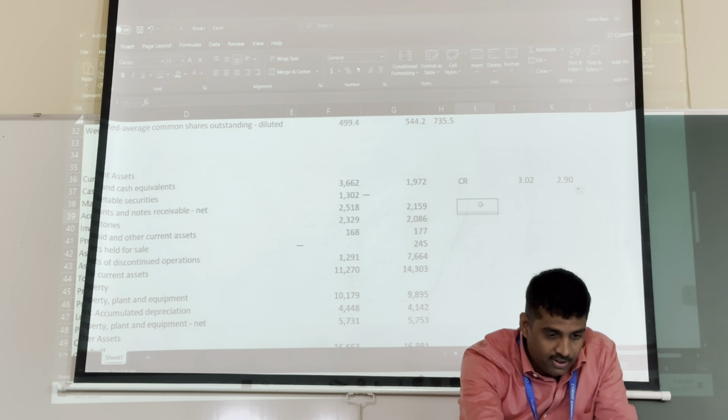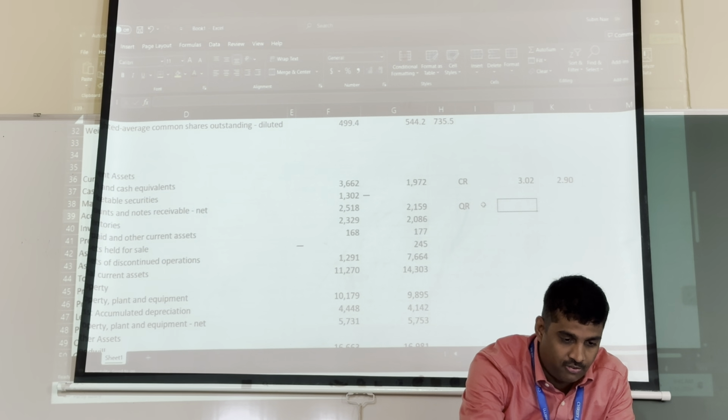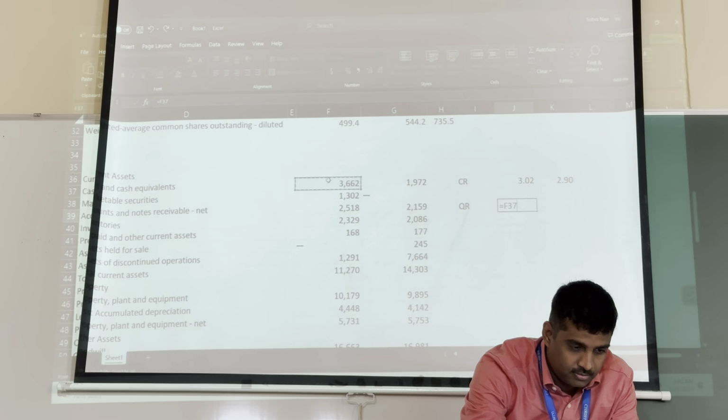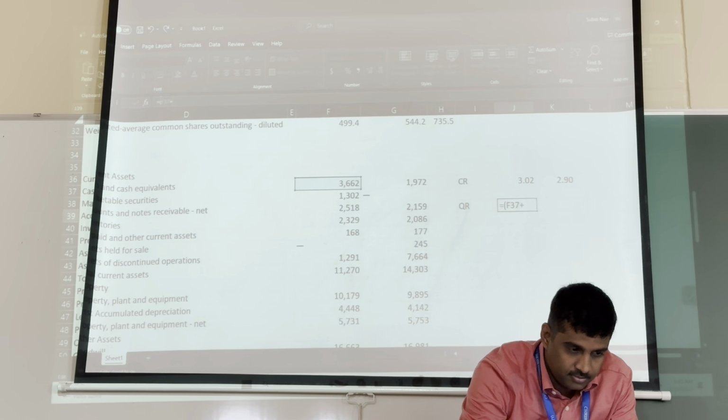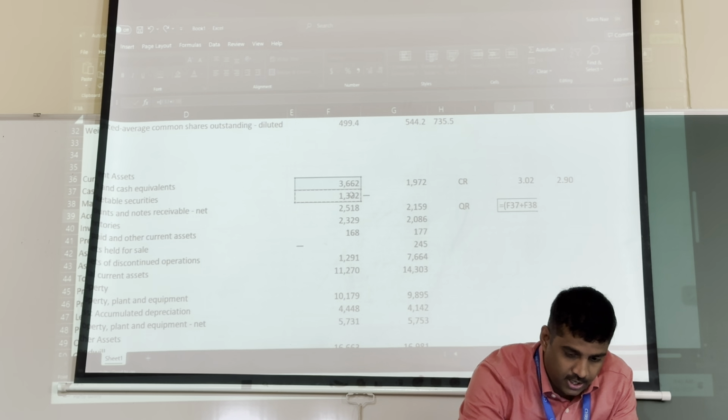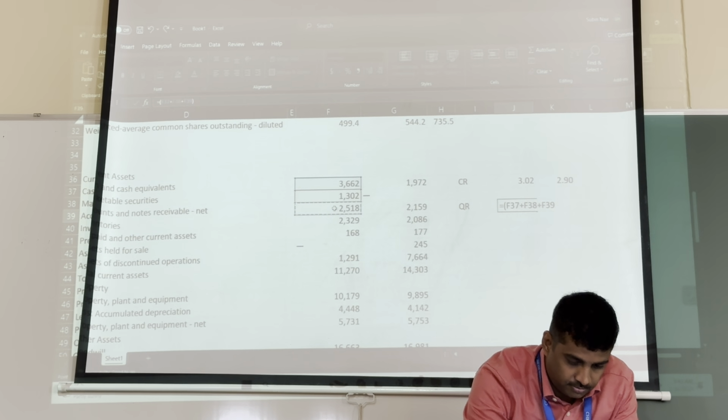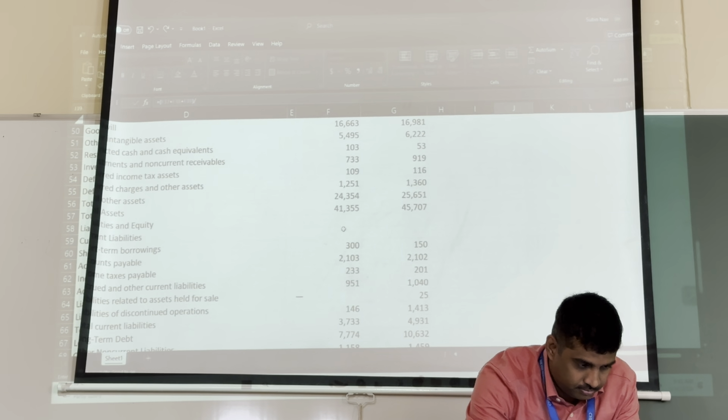Now let's have a look at the quick ratio. What's the quick ratio formula? Cash and cash equivalents plus marketable securities plus accounts receivable, divided by total current liabilities.